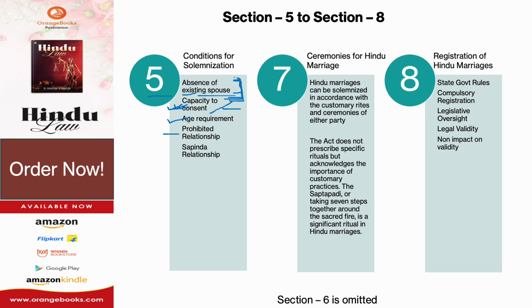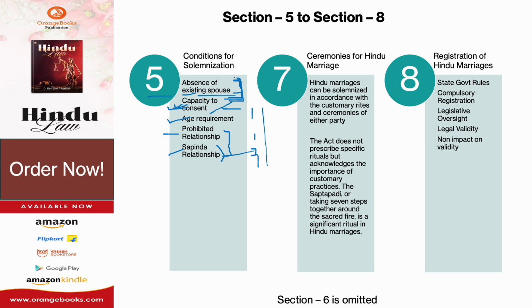Prohibited degree of relationship, and then Sapinda relationship, which we discussed in the first video. Prohibited relationship, I will explain in a detailed slide. This certain relationship, if you are from the same parents, like grandparent, parent, child, in this lineage, people should not be married. That is one of the prohibited relationships, which is called a Sapinda relationship.